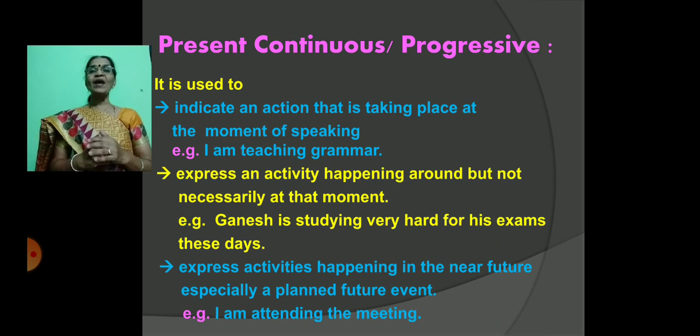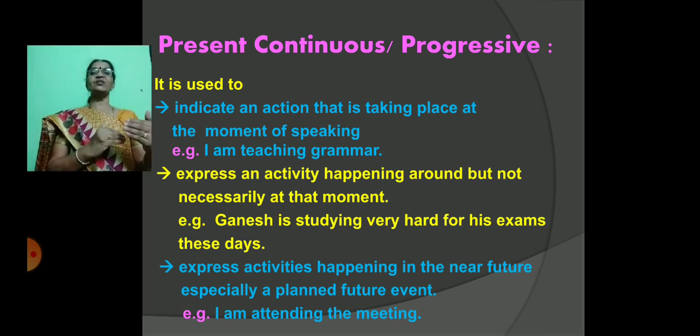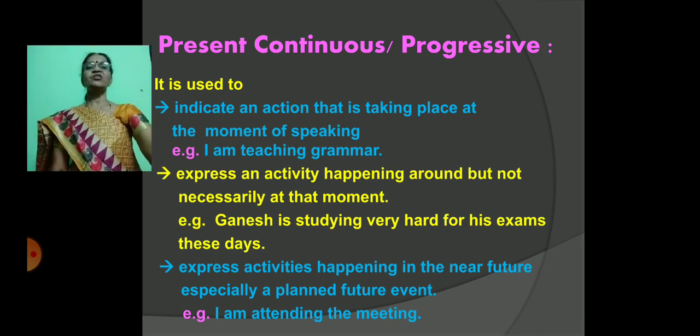And the third use is, it is used to express activities happening in the near future, especially a planned future event. So, for example, I am attending the meeting. I am going to the village. So, it's a planned event. So, when you have got a planned event, then you are going to use present continuous tense.